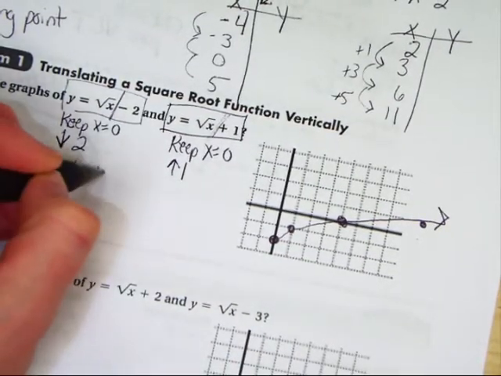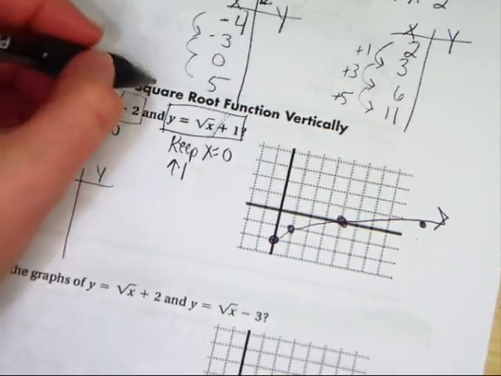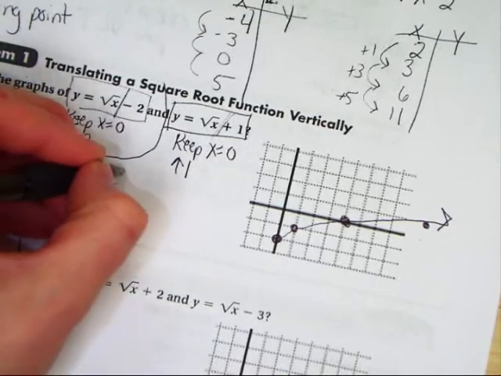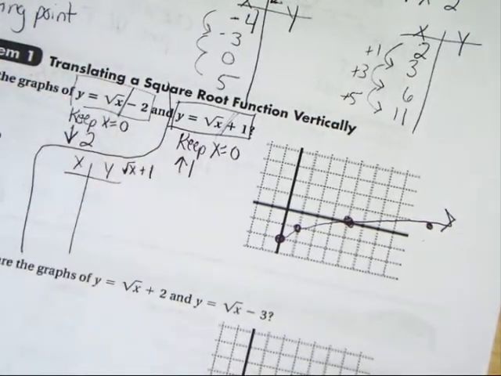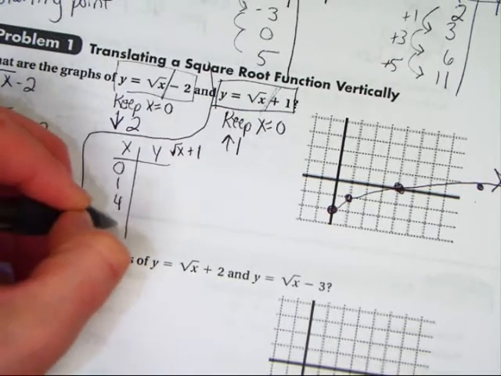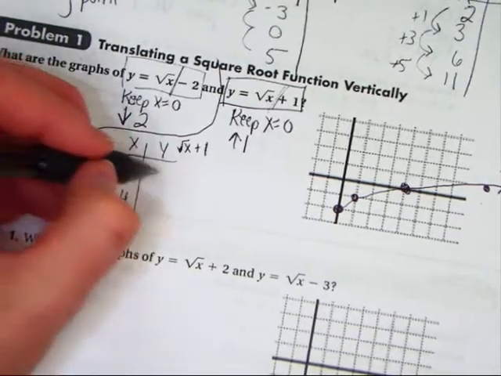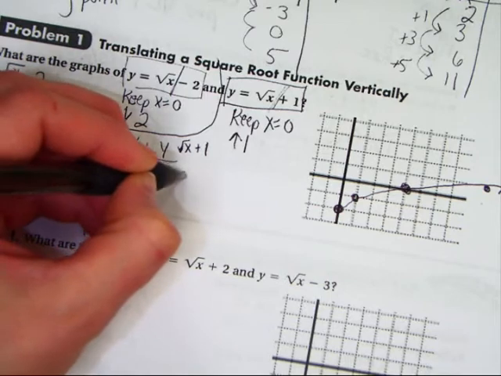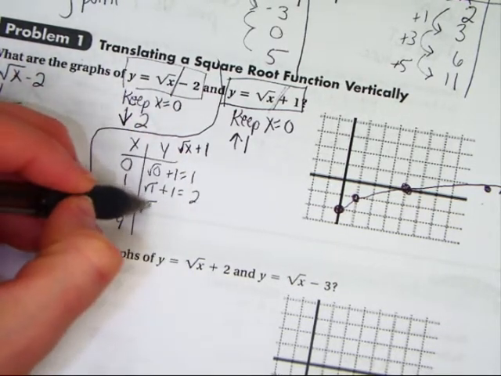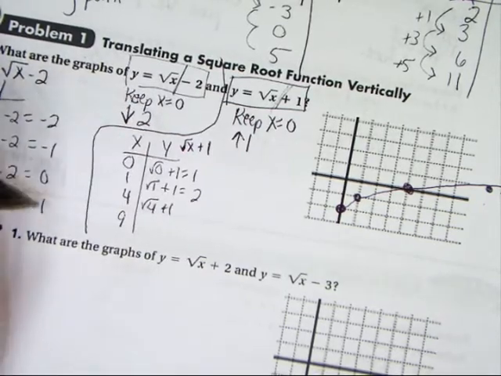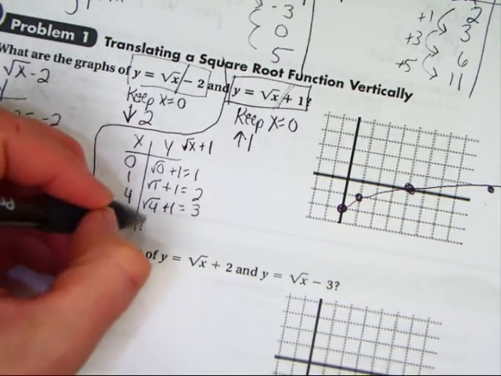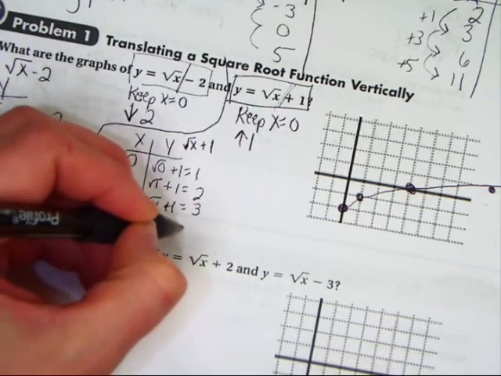We have the xy chart. Okay, that's for this one. We're going to do the square root of x plus 1. Okay, we're going to keep x starting point at 0. So we'll do 0, 1, 4, 9. Alright, the square root of 0 plus 1 is 1. The square root of 1 plus 1 is 2. The square root of 4 plus 1, well, square root of 4 is 2, plus 1 is 3. Okay? The square root of 9 is 3, plus 1 is 4.